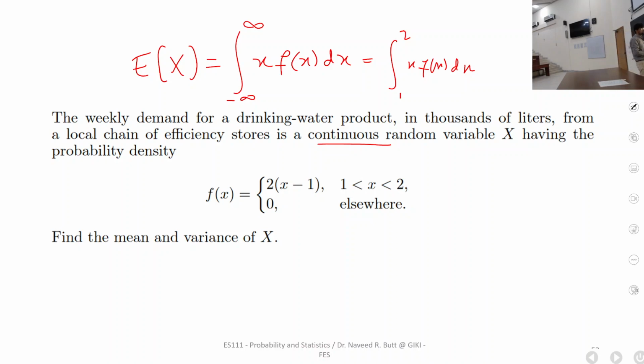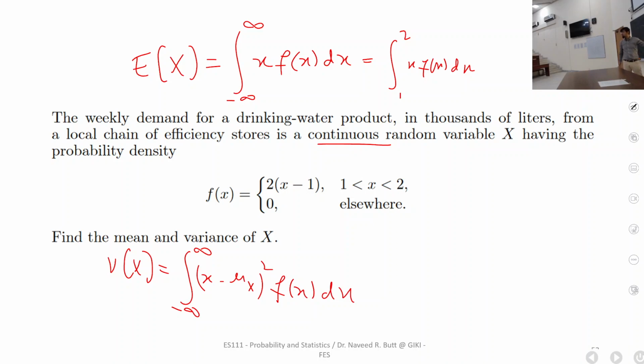What do we know about variance? Well, we know variance of x, as we have already written, but we can say it's the integral of x minus mean of x squared fx dx, and in this case again it's 1 to 2, and you just found the mean in the first part, right? Put that here and then solve the integral.